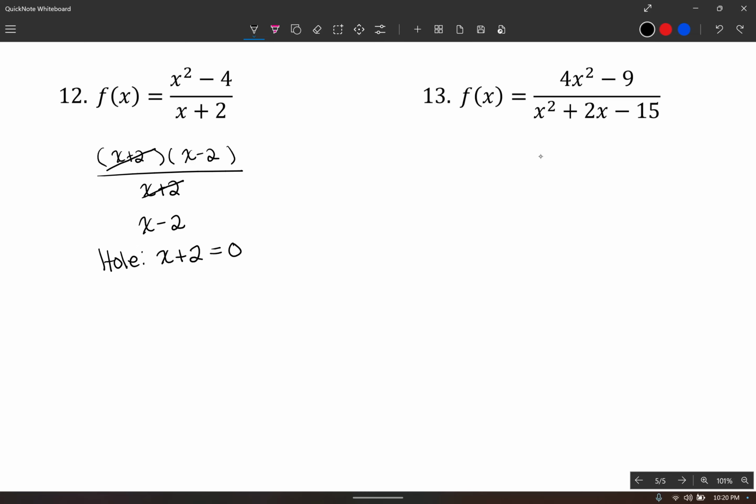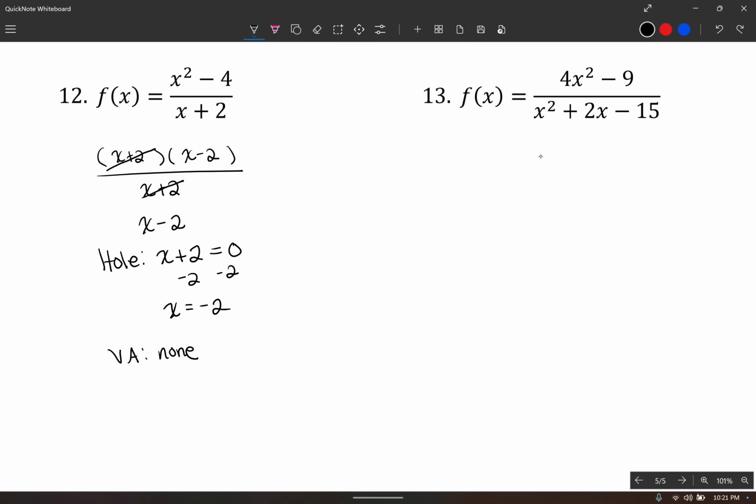So I'm going to set that equal to 0 and solve. It's kind of like a vertical asymptote, but since it's canceling out, you have to account for it. So I'm going to have a hole when x is -2. Now, since I don't have a denominator left, I don't have a vertical asymptote.